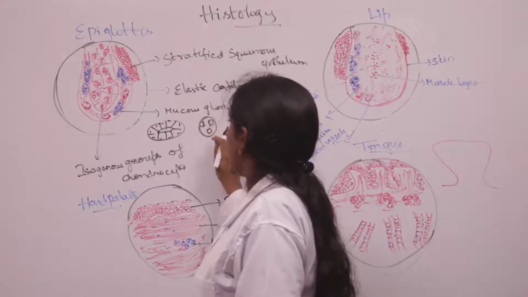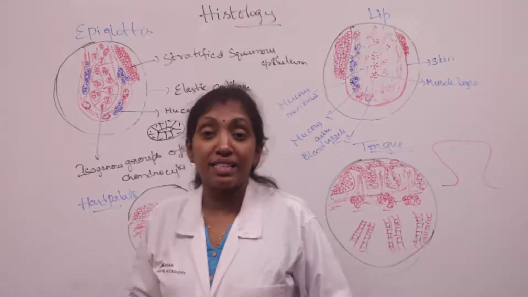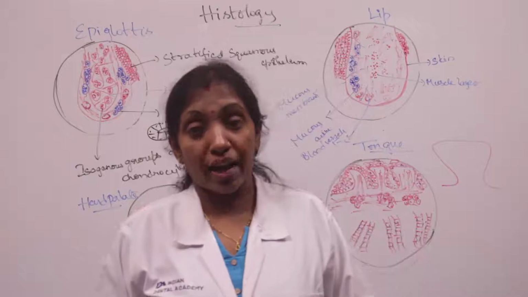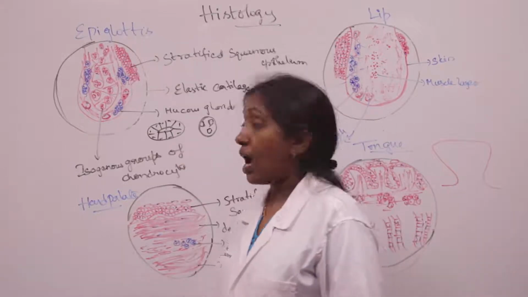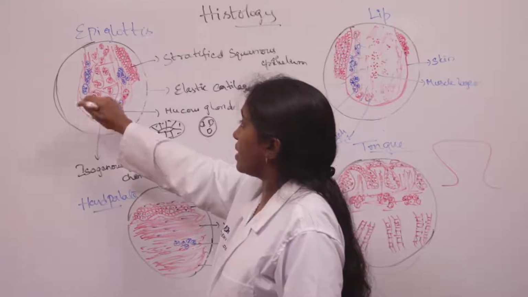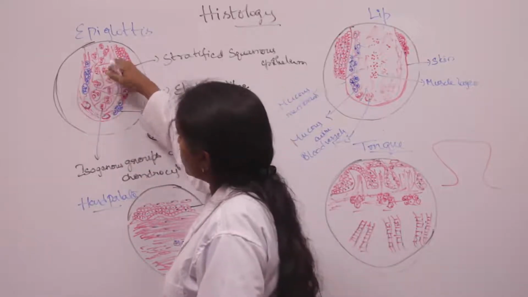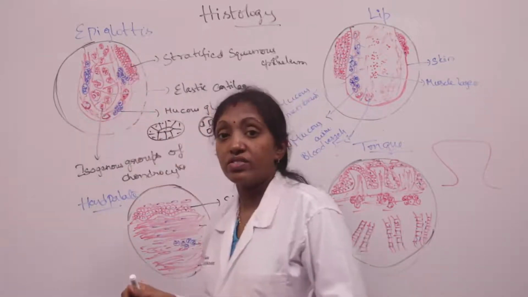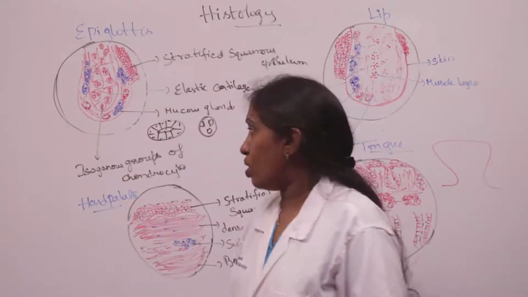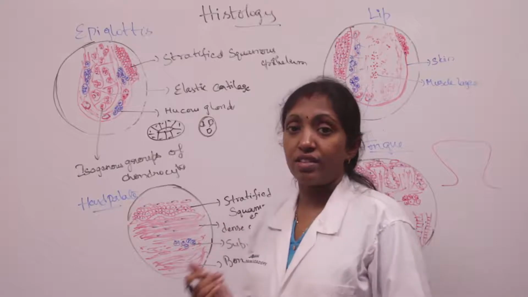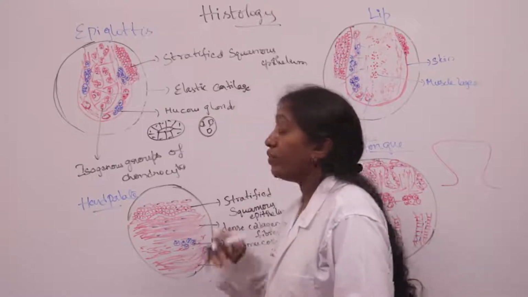The matrix present around the chondrocytes is thickly stained. We call it the lacunar capsule, or otherwise the territorial matrix. The matrix present in between two isogenous groups of chondrocytes is lightly stained. We call that matrix the interstitial matrix. What is the shape of the chondrocytes? The shape of the chondrocytes is inverted D shape.